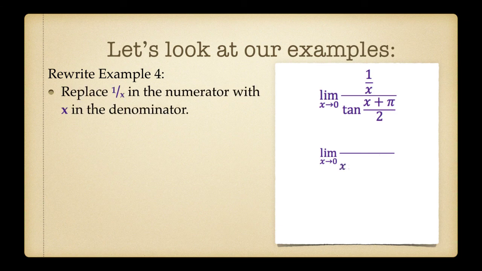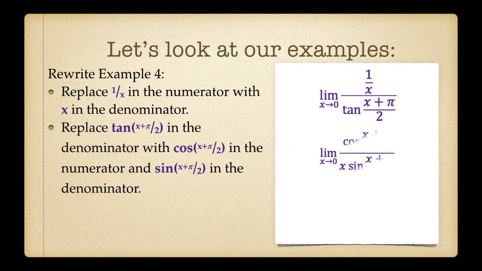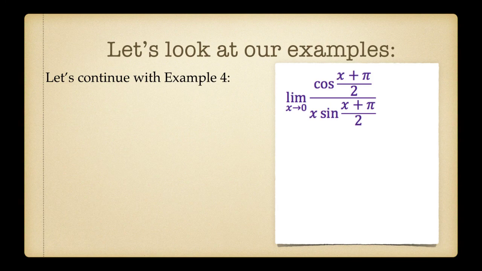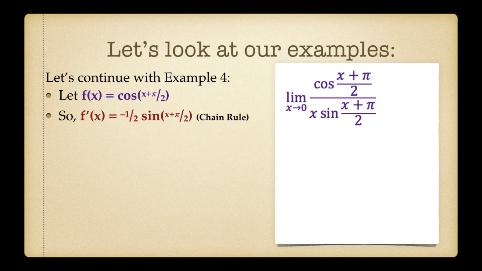So the 1 over x in the numerator I can replace with just an x in the denominator. And the tangent of x plus pi over 2, I can split that into sine over cosine. Since it's in the denominator, the cosine will go on top and the sine will go on the bottom. And maybe that will give me a better result. So if I look at just the top, now my f of x is the cosine of (x plus pi) all over 2. The derivative of that is negative 1/2 times the sine of (x plus pi) all over 2, and that's by using the chain rule.